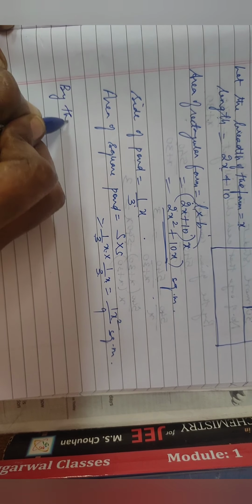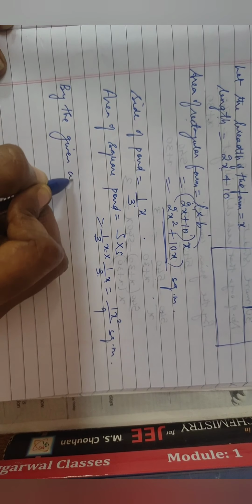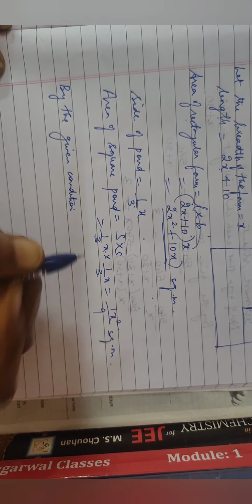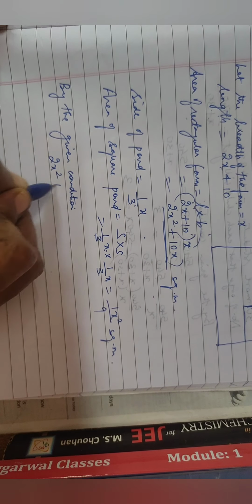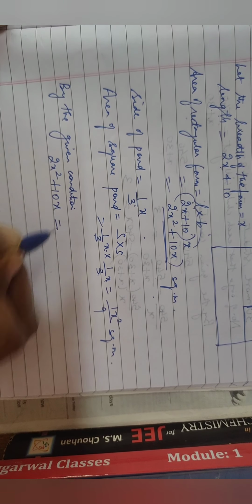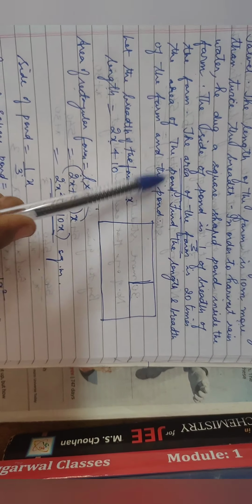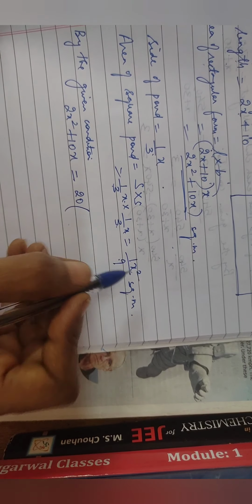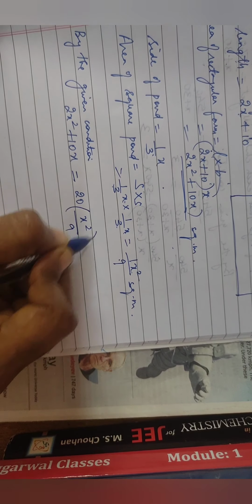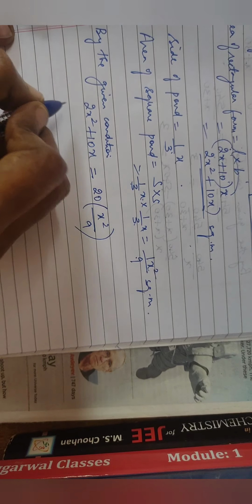By the given condition, we are writing the area of the farm. The farm is 2x square plus 10x, which is 20 times the area of the pond. What is the pond? 1 into x square. We'll hold it like this itself. Understood? We got the equation now.